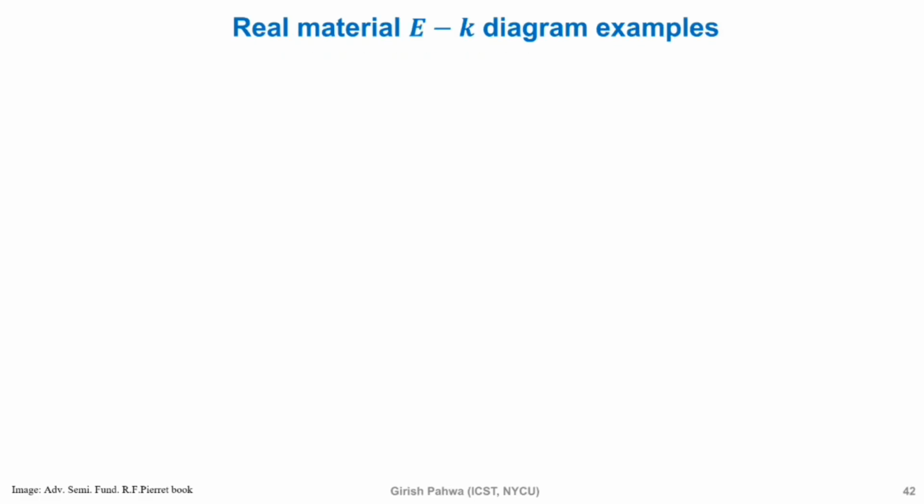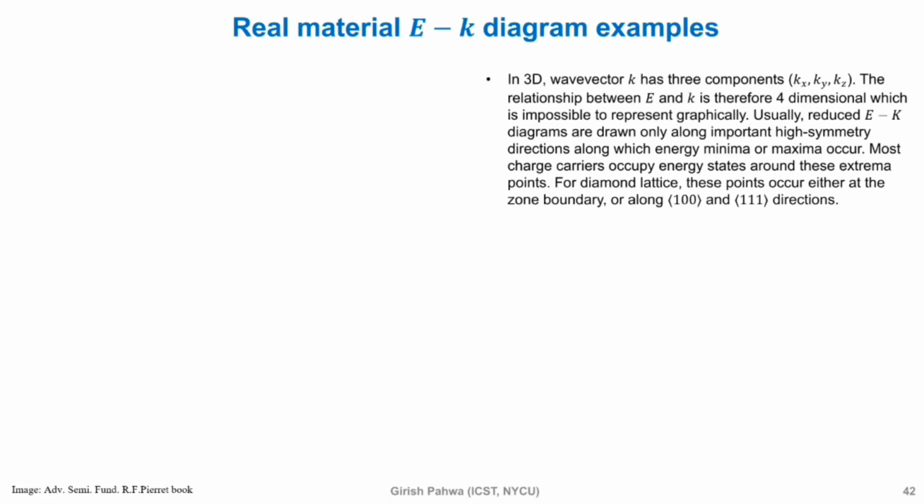Okay, now let's try to draw the EK diagrams for some real material. So we have seen EK diagrams, right? But for perfect periodic crystals in 1D, so our system was very simple. Now real materials are not that simple. Real materials will have 3D. We are still assuming there is no defect or anything like that. We are still talking about the ideal, but it's in 3D, and you have complex atoms.